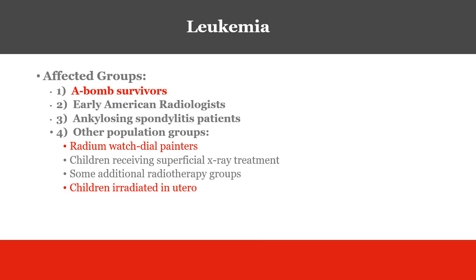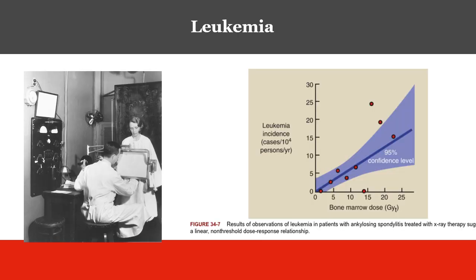Radium watch dial painters, children who received superficial X-ray treatments, and some other radiotherapy patients, meaning they had radiation treatments and then developed leukemia 20 years down the road, and then children irradiated in utero, especially in the A-bomb survivor group.